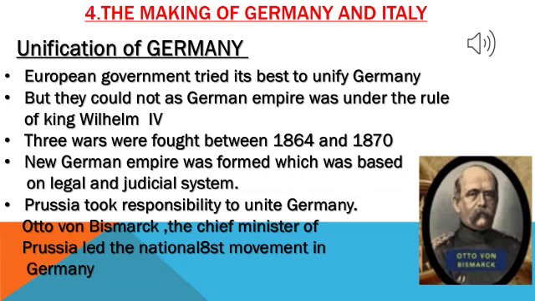So children, finally we see that the Prussians were able to unify Germany, and the person behind the unification of Germany was the chief minister of Prussia, Otto von Bismarck. He started the nationalist movement in Germany, and finally, with his effort, he waged war against the other European nations, and finally the Prussian king Kaiser William I was proclaimed emperor of the German Empire after the unification of Germany.